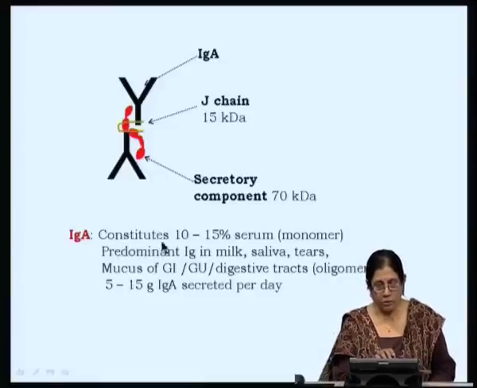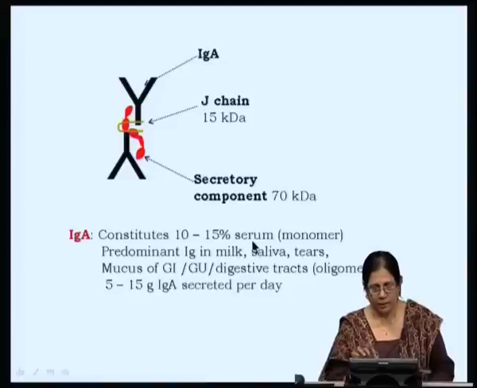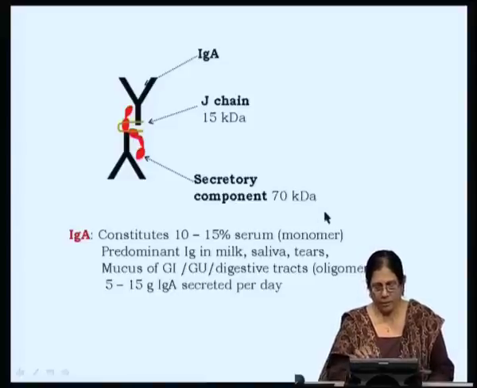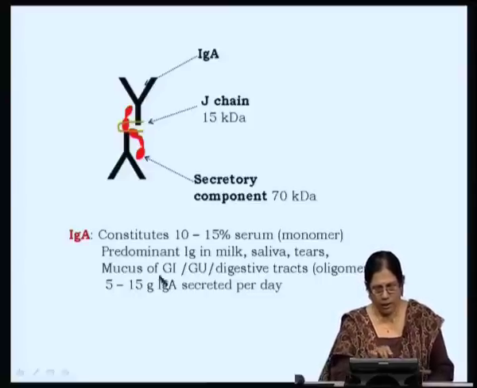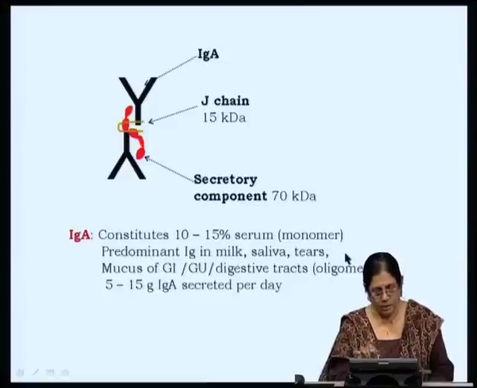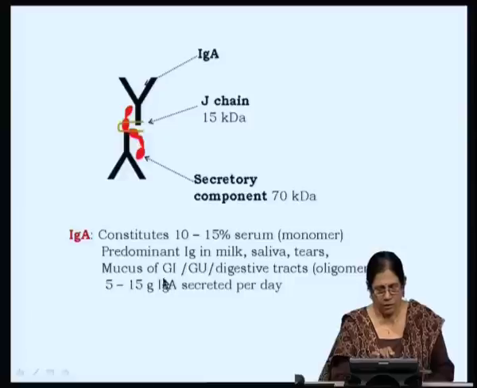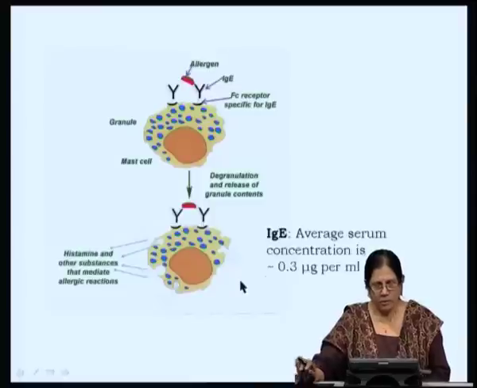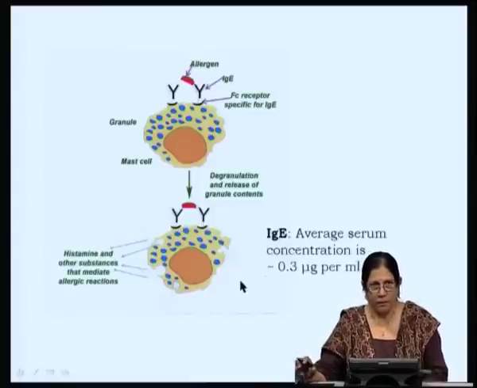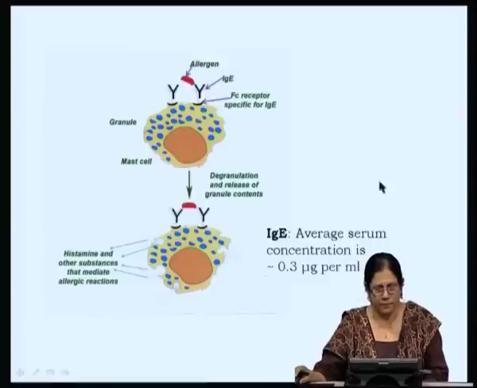Now, IgA constitutes only 10 to 15% of the serum, and in the serum or blood, the protein is present as a monomer. As an oligomer, either dimer or trimer, IgA is present in milk, saliva, tears, mucus of the gastrointestinal tract as well as urogenital tract as well as digestive tract. So, this in fact protects the body surfaces from pathogens.